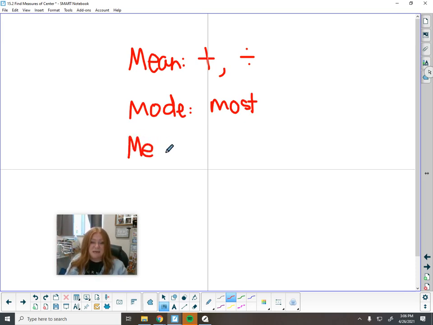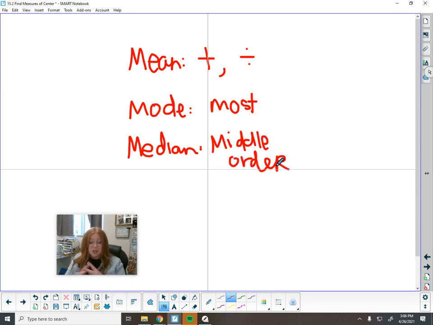And then the median, you're going to find the middle, but it's very important that you put them in order from least to greatest, whether it's on a dot plot or just a list. So put them in order, find the middle. If there's 2 left over, add them up and divide by 2 will tell you the middle.